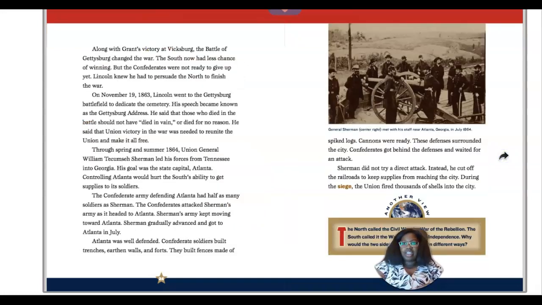All right, and the picture up here, General Sherman. He met with his staff near Atlanta, Georgia in July 1861. He is showing a cannon, like a cannon bomb. I'm guessing that's what it's called. Yeah, cannon. And right here is a picture, I'm not sure if you can see, of a cannon, and it has some of the same men surrounding it.